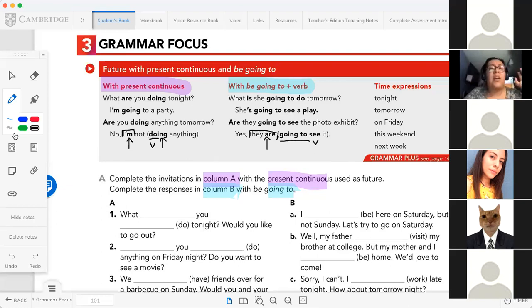Okay, that's just the structure. Present continuous is the verb be, verb with ing. Going to is the verb be, going to, and a verb. So it's a little bit of a longer expression. Now, that's the difference in the structure. Is there a difference in the use? What do you think? What does your heart tell you? Is there a difference in the use of present continuous and be going to? Yes or no? What do you think?